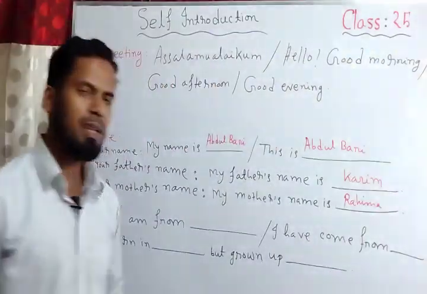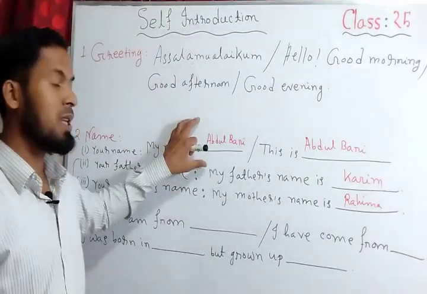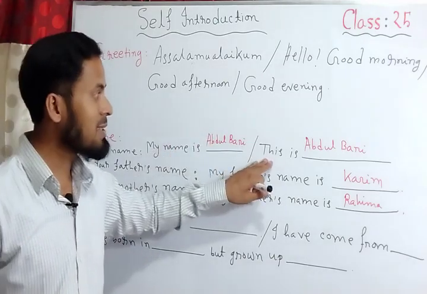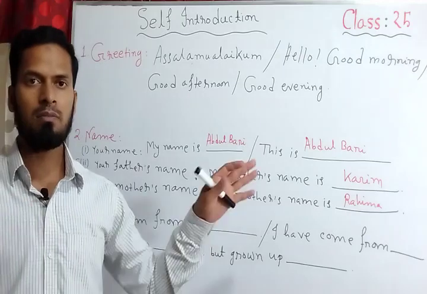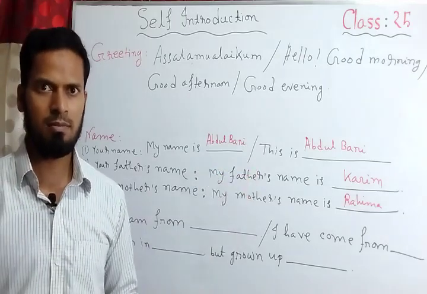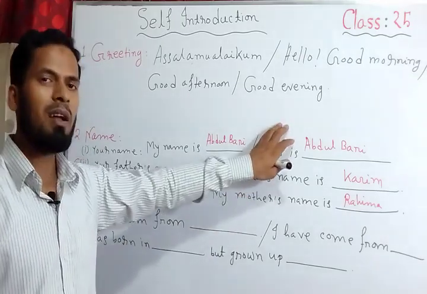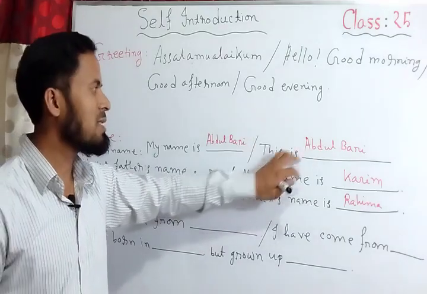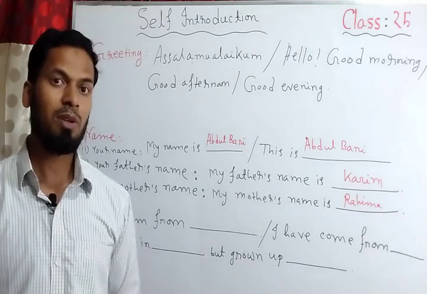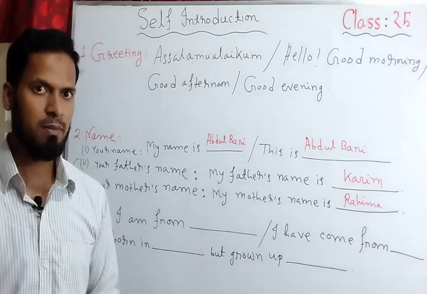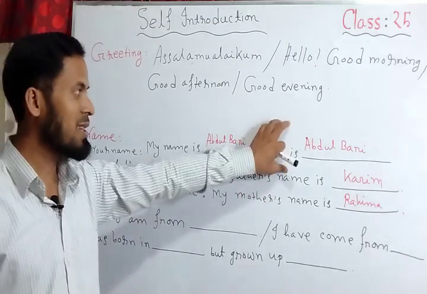You can say, if you think, then you can write down, but you have to say your name. You can say this is Abdul Bari, or on a great stage, when a lot of audience are present in front of you, you can say this is Abdul Bari. In a normal position, you can say my name is Abdul Bari, or I am Abdul Bari. There are different ways, but this is more standard.